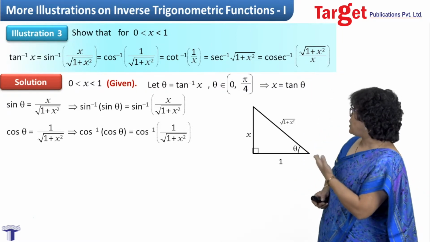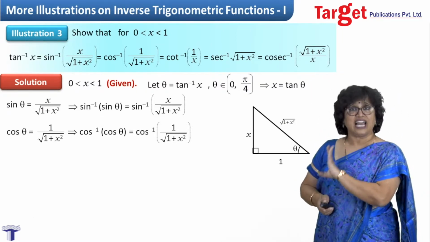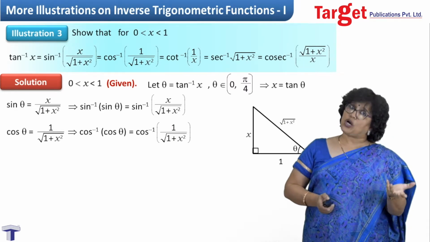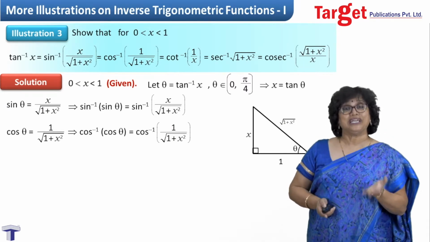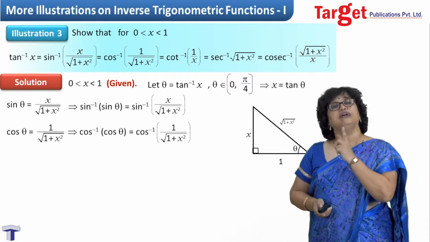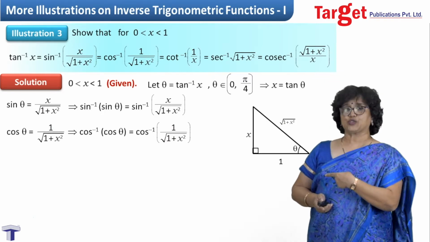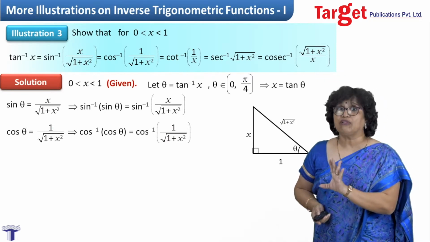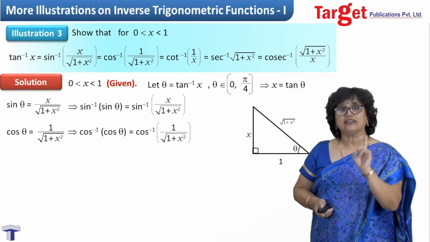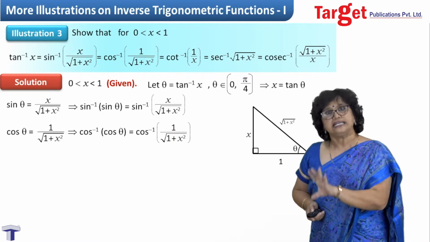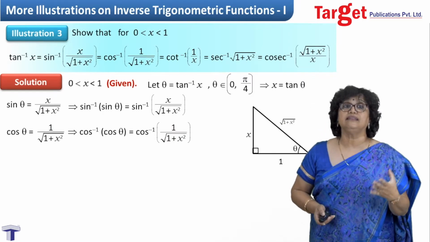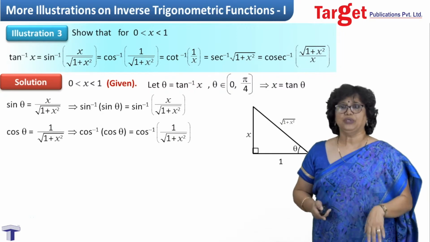Now I go for cos theta. Cos theta is 1 upon under root 1 plus x square, from the triangle I am saying. And take cos inverse on both sides. That would lead to theta equal to cos inverse of 1 upon under root 1 plus x square. I am straight away saying theta equal to, because in my mind I have already done that cos inverse cos theta is theta, provided theta is in the range of cos inverse, which is true in our case.